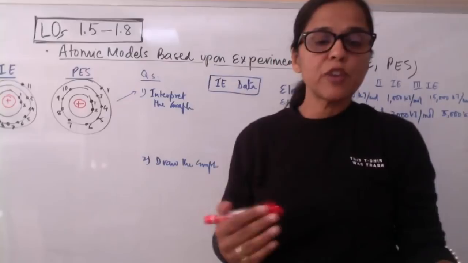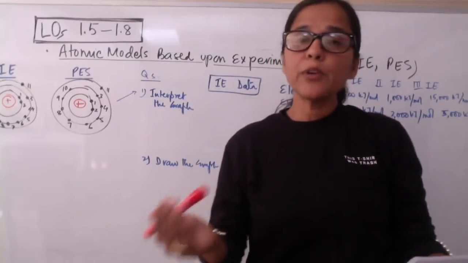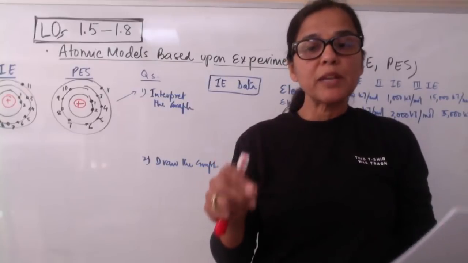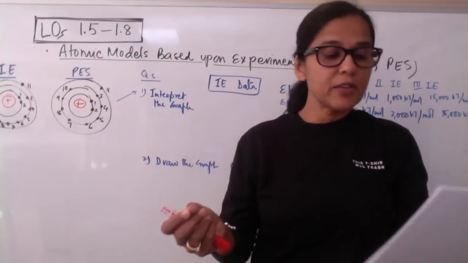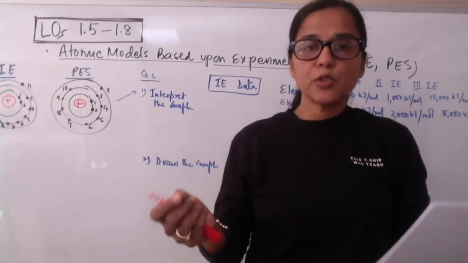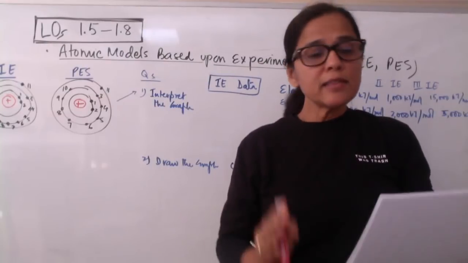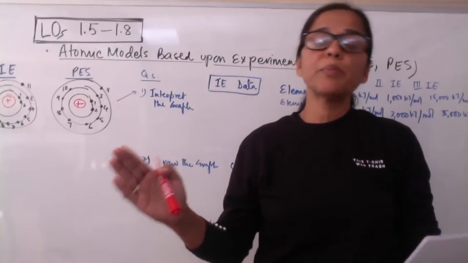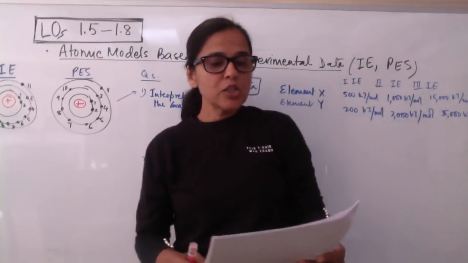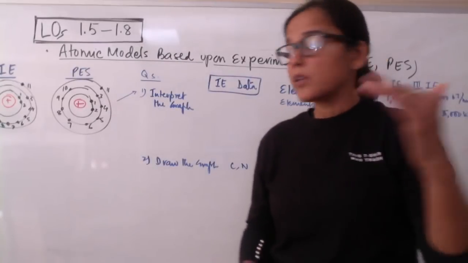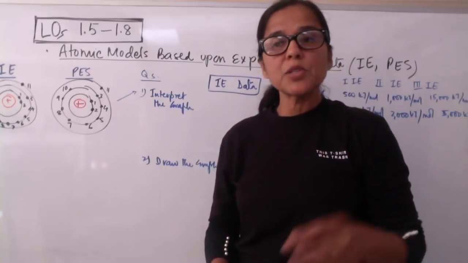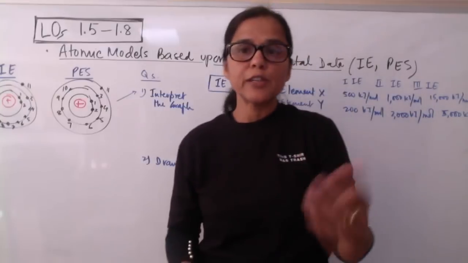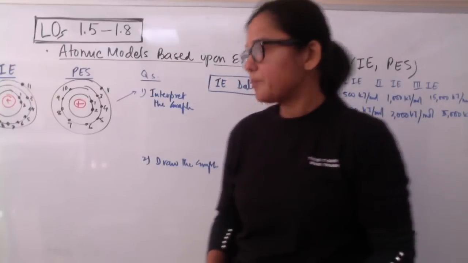Learning objectives 1.5 through 1.8 deal with electron configuration, experimental evidence for that electron configuration, and PES, photon emission spectroscopy. And then learning objectives 1.9 to 1.11 deal with periodic trends. Okay, so I will start by reviewing the concepts of learning objectives, and then I can answer the questions. Feel free to type your questions if you have any.